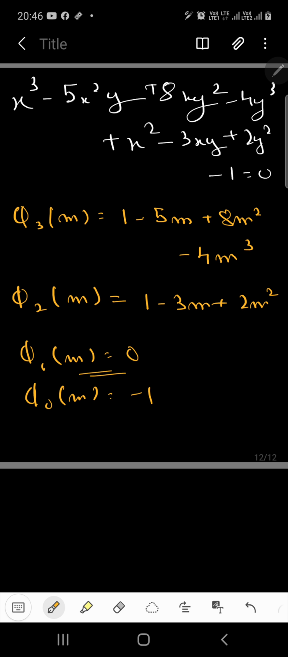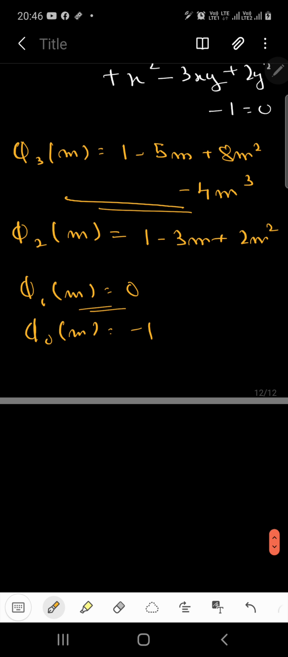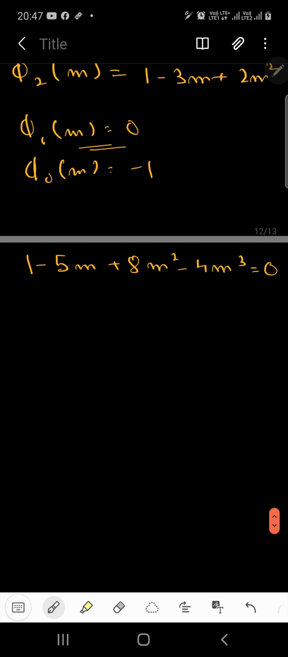So basically these are the disintegrated functions. Now what we need to do is equate this portion to 0. So what do we get here? Let's see. 1 minus 5m plus 8m square minus 4m cube equals 0. Now how to find the value of m here?